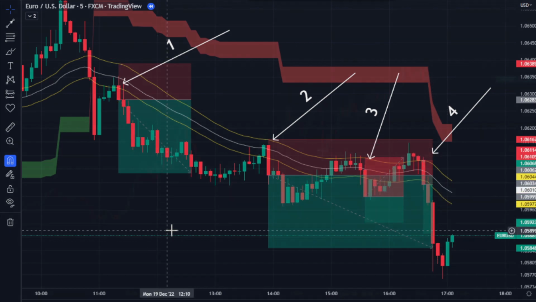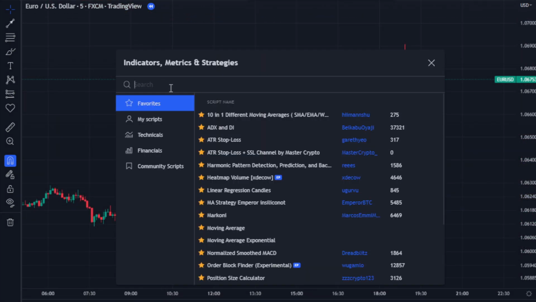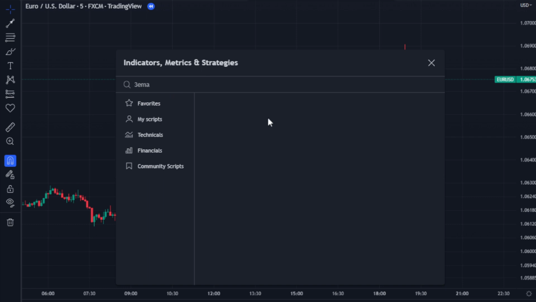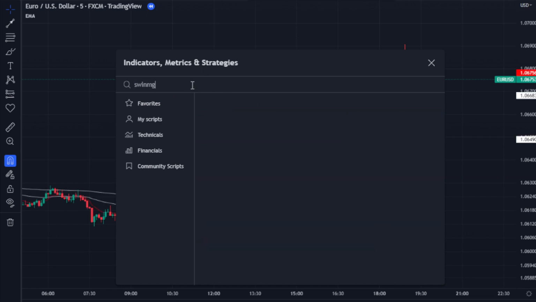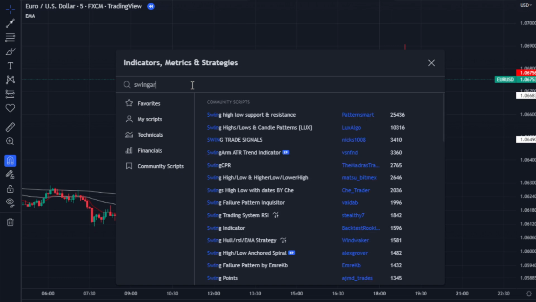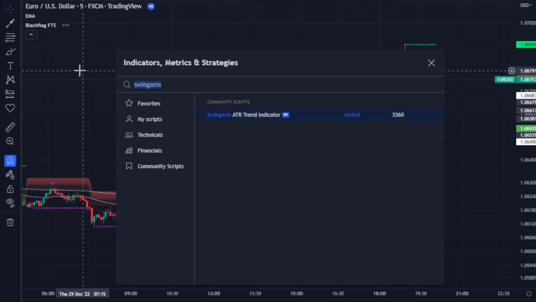Now I will explain the indicators. Okay, let's add the first indicator called 3EMA created by Hungengayan 1193. Then we add the swing arm ATR trend indicator created by VSNFND. Let's tweak your settings to get the same amazing results.